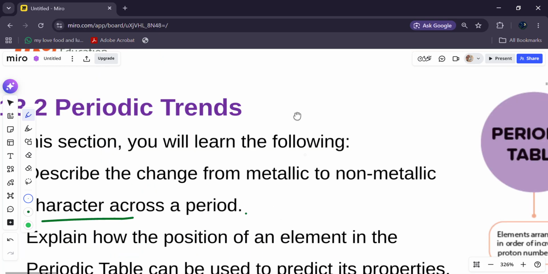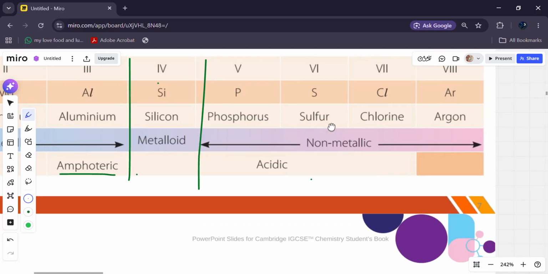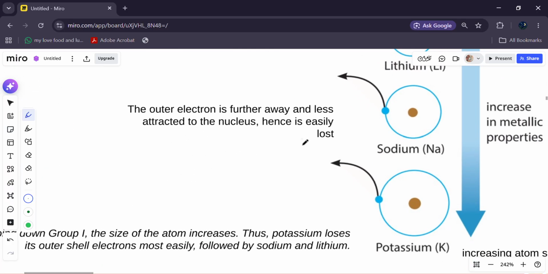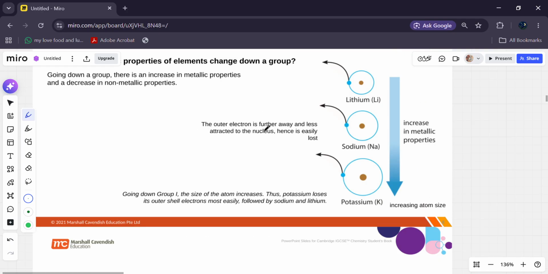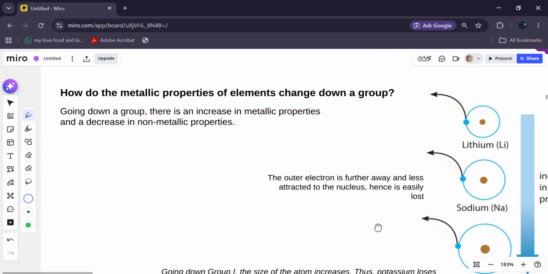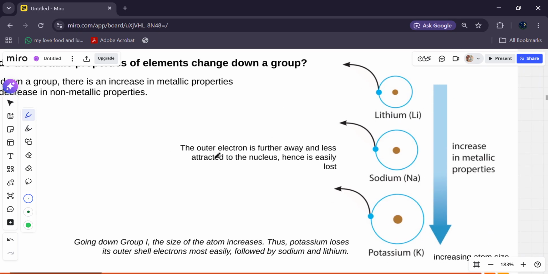the atoms lose outer shell electrons more easily. And if you still haven't remembered, metals tend to give away their electrons, while non-metals tend to collect electrons. So that is why, as you go down a group, the metallic properties of an element increase.